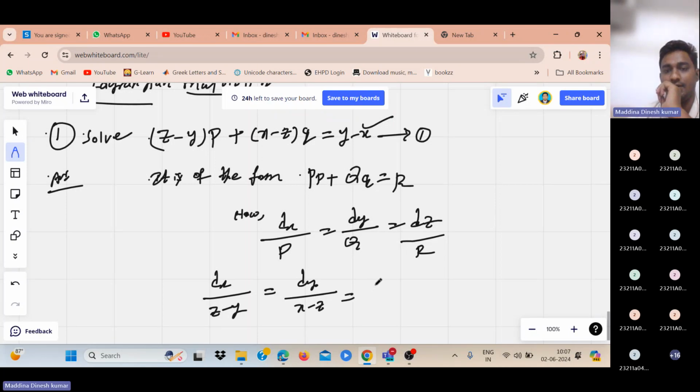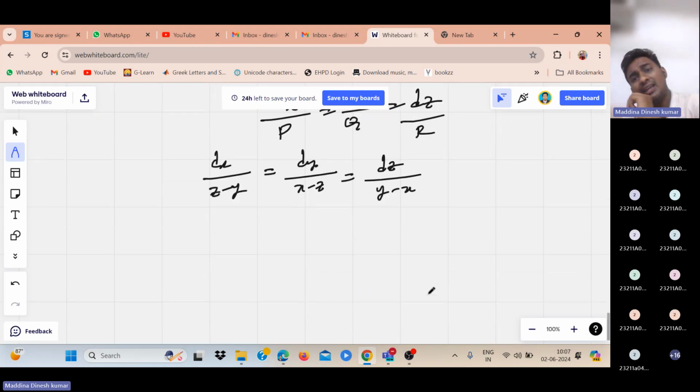So dz by capital R. Capital R means y minus x. Okay, if you observe clearly, previously you were able to solve by equating two fractions and we were getting two solutions. But here, by equating these fractions, it's not possible to get the solution. That's why we are going to choose the multipliers. We need to get the two solutions, so we will choose two multipliers.